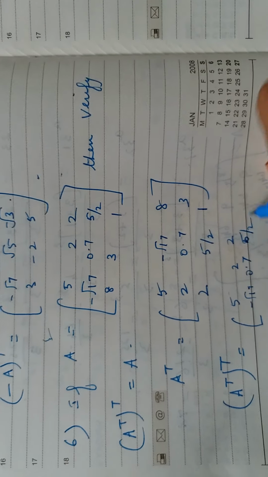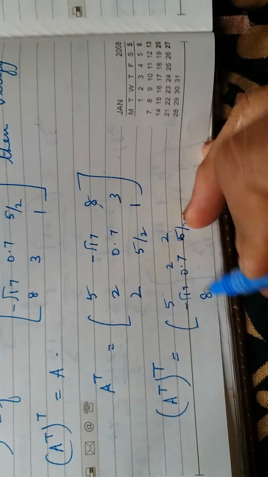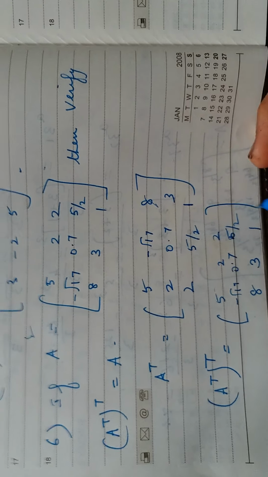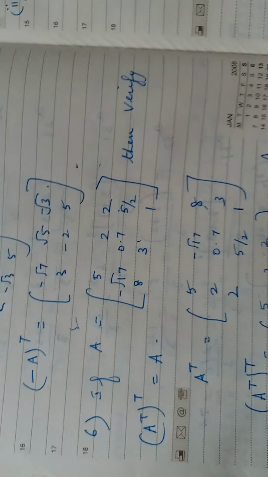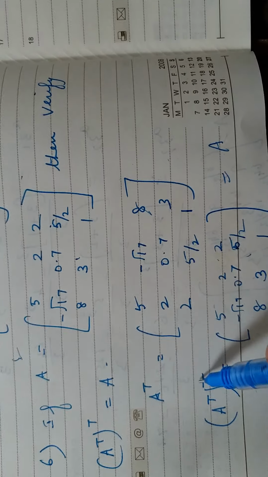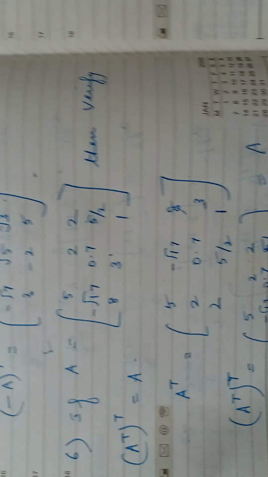5 by 2. Next is 8, 3, 1. So it is nothing but, you compare and see your value of A. So you are getting A again. So the transpose of the whole transpose is equal to A.